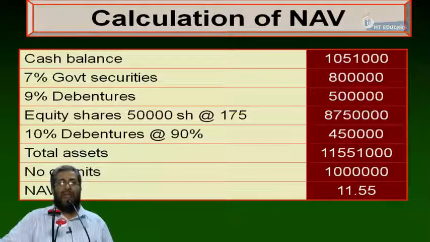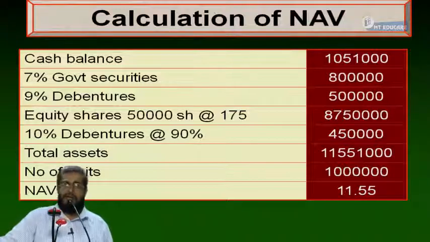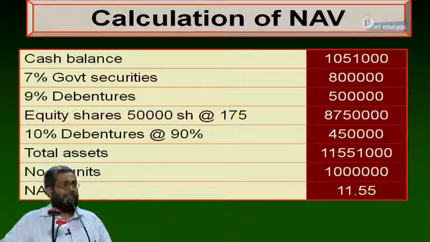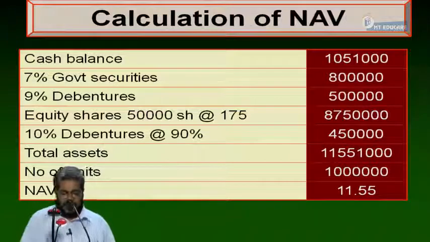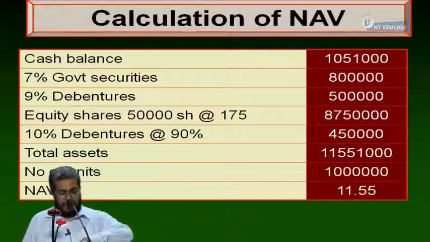Next. NAV is equal to 107,51,000 divided by 10 lakhs. How much is that equal to? 10.75. NAV is equal to 10.75. Simply, what happens here? Cum-dividend NAV is what? 11.55. My dividend is how much? 0.8. Yes, you get 10.75. This is the answer for question number 6.